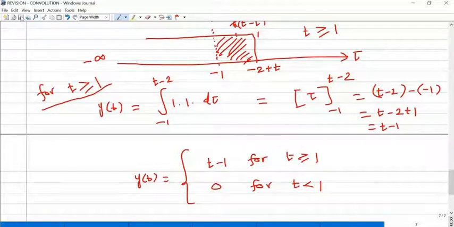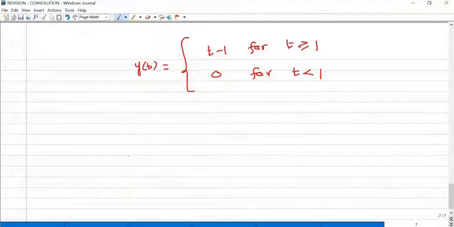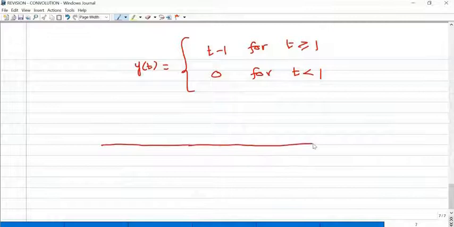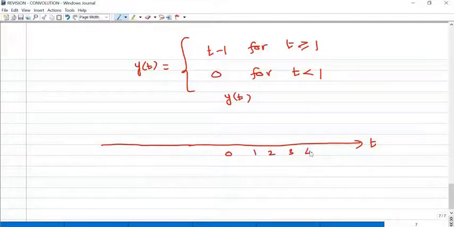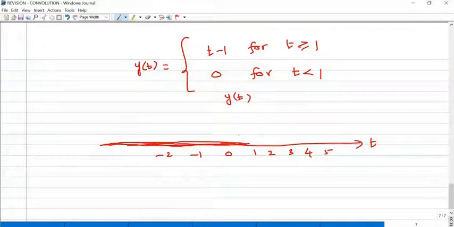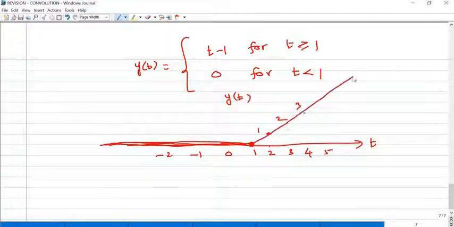If possible, you can draw the signal sketch also, but it is not necessary. This expression is sufficient if it is a small, very simple expression. Plot t versus y of t. Y of t equals 0 for t less than 1, so up to here it is 0 only. At 1, 1 minus 1 is 0. At 2, 2 minus 1 is 1. At 3, 3 minus 1 is 2. At 4, 4 minus 1 is 3. So your signal goes like this. This is your y of t signal: for the given x of t and h of t, the LTI system output is like this, t versus y of t.